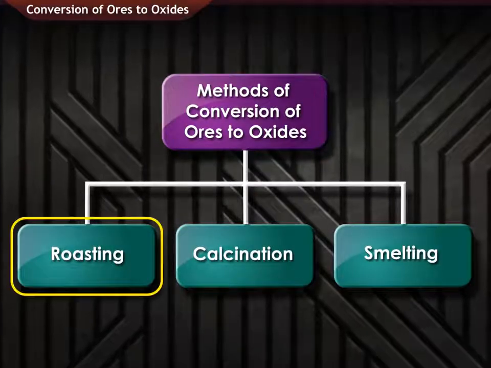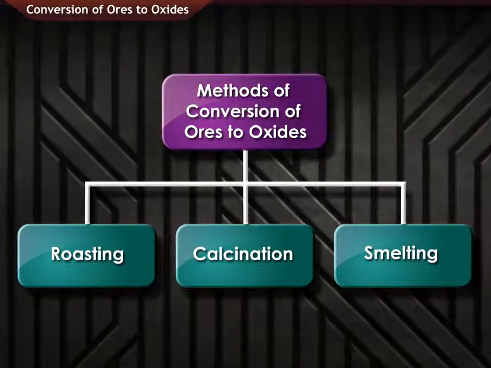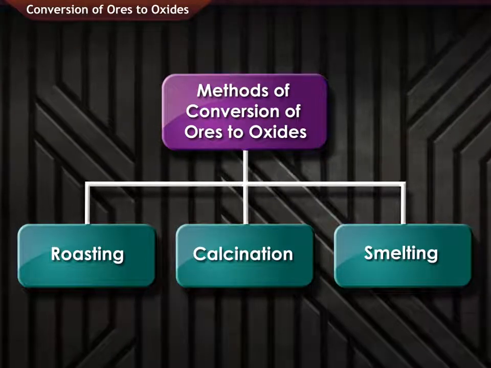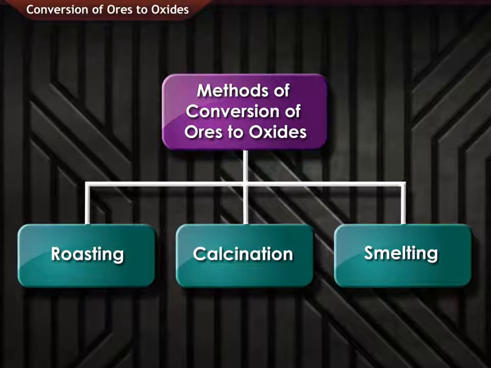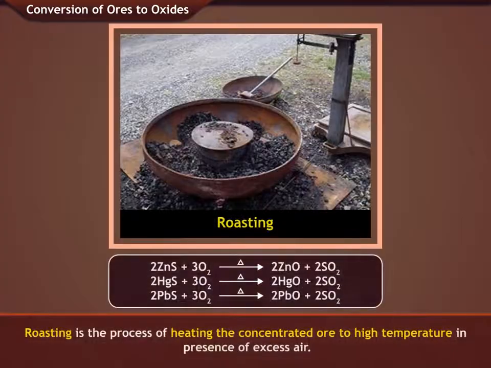Methods like roasting, calcination, and smelting are used to convert the concentrated ore into metal oxide. Roasting is the process of heating the concentrated ore to high temperature in presence of excess air.